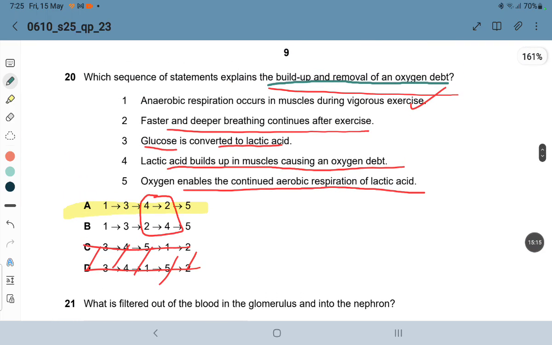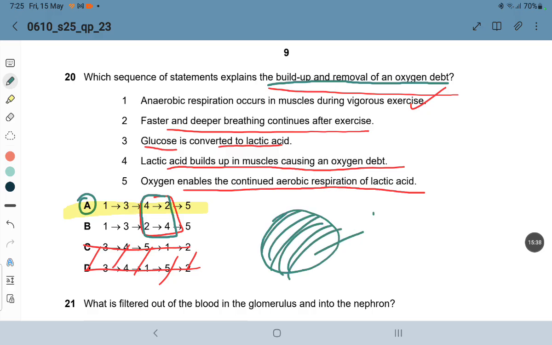Now A and B share a common confusing part, but all other numbers are the same. Who is going to come first, 2 or 4? Of course, the answer will be 4, because lactic acid needs to be built up in the muscle. For example, suppose this is a muscle cell. Lactic acid needs to be built up in the muscle before breathing occurs.